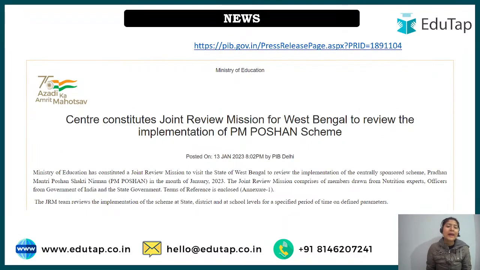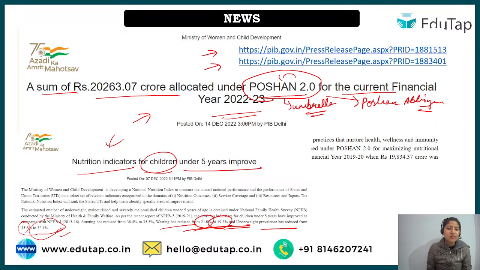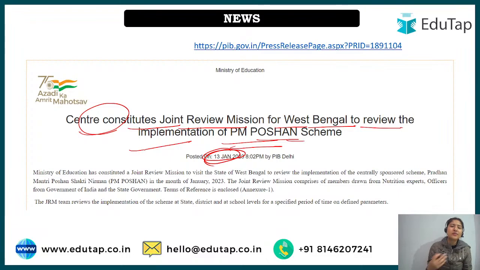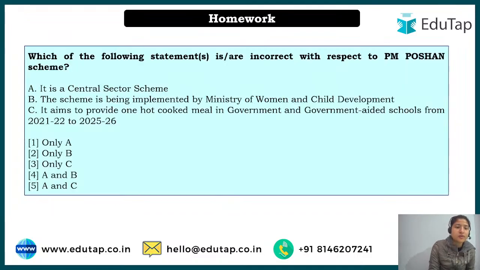Do read about it. Next, if we talk about PM Poshan, it was recent, on 13th January only. Even the previous ones are of recent nature, of last month only, right? So here it talks about how the Centre has constituted a joint review mission for West Bengal to review the implementation of PM Poshan. A committee will be set up to check whether everything is being properly followed or not. Again, I have added the link. You can read it from there.